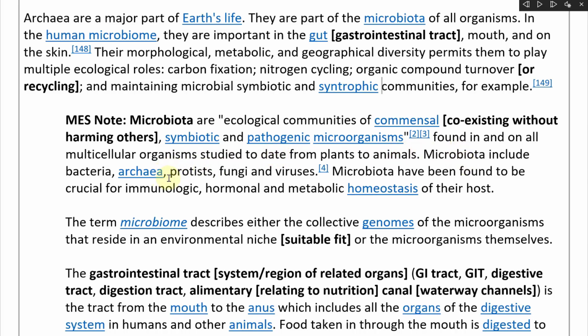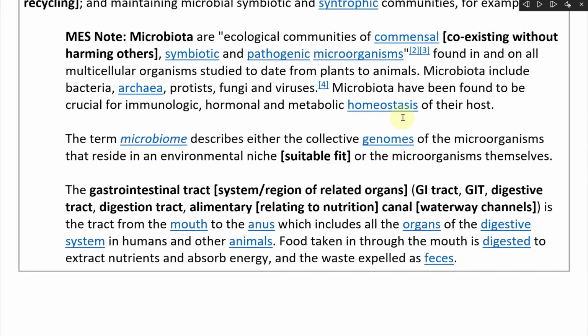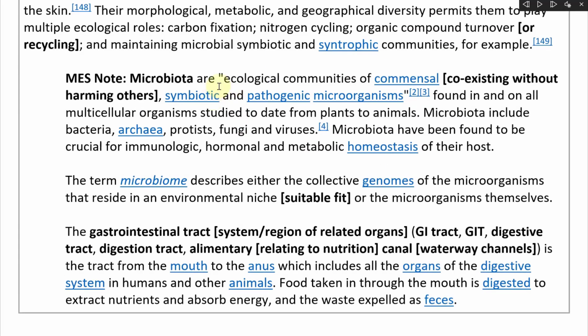Microbiota include bacteria, archaea, protists. See how this is pronounced? Protists. Yeah, so protists, fungi, and viruses. Microbiota have been found to be crucial for immunological, hormonal, and metabolic homeostasis of their host. So yes, microorganisms have important roles in pretty much all of life.